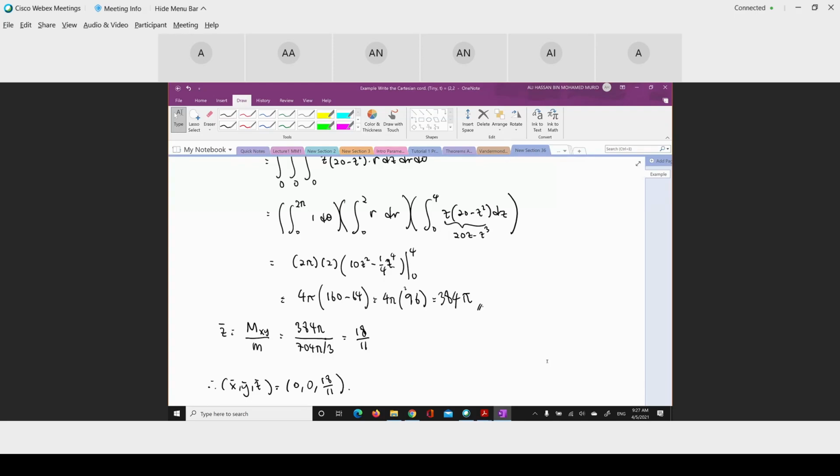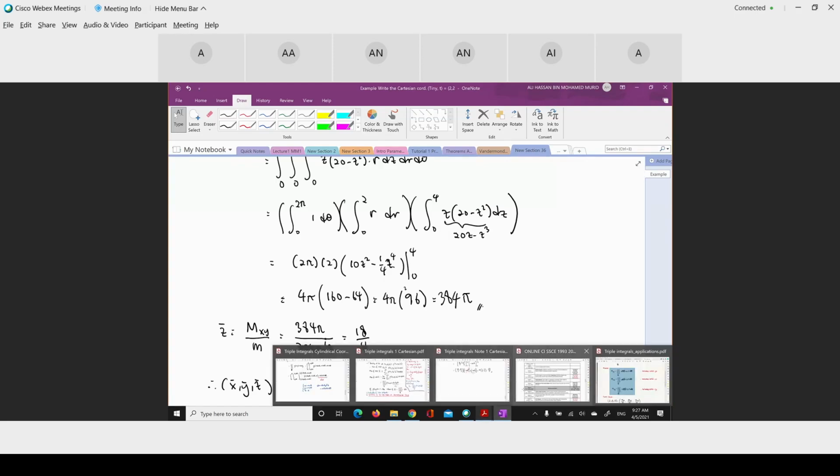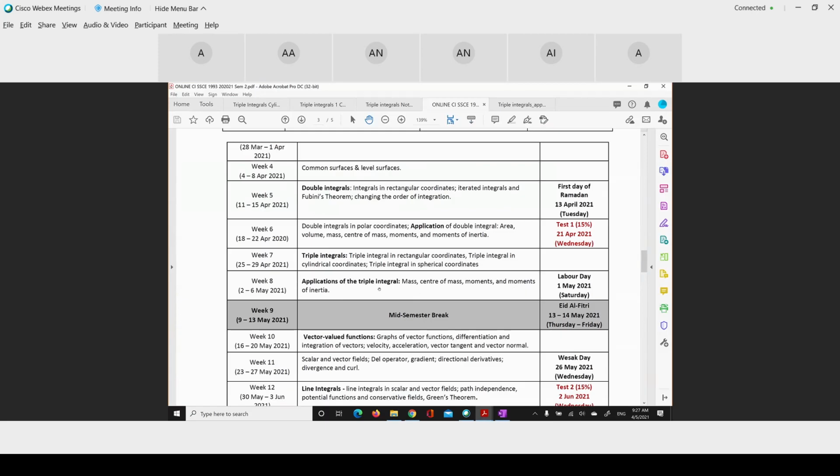That is all that I have prepared for our class today. Tomorrow I will talk about spherical coordinates. If you look at the weekly schedule, we are here in week number 8. There is one topic I want to discuss: triple integrals in spherical coordinates, and then we also look at some applications of that. So we are not behind schedule. We are on time.